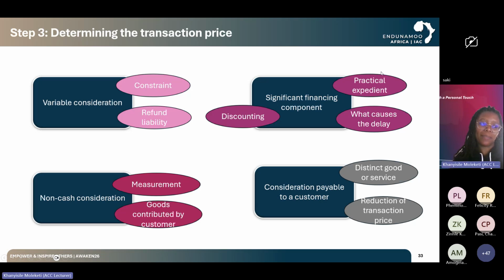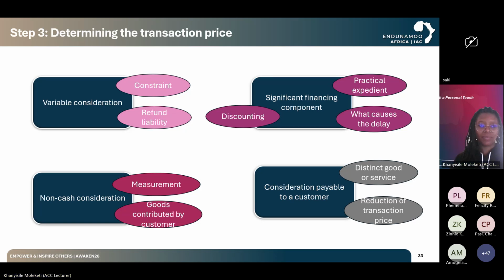What's the practical expedient? If the difference in timing is 12 months or less, we don't need to worry about a significant financing component. So if there is a deferral, but the deferral is less than 12 months, we're good. We keep it moving. You discuss that you've considered it, but that the period is less than 12 months. Therefore, we'll utilize the practical expedient, and there is no significant financing component to be considered.